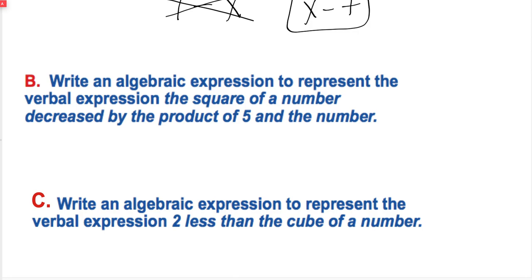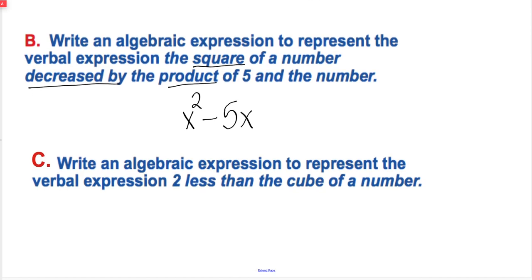The square of a number, so x squared or n squared, whatever you want to use, is decreased by the product of 5 and the number, okay? Product means multiplying, square means an exponent, okay? Decreased by means minus. Those are the important words there, okay?